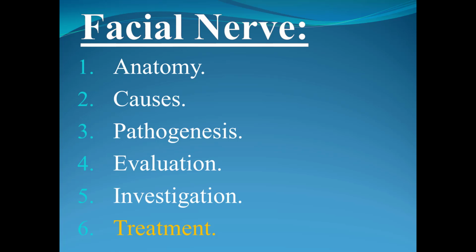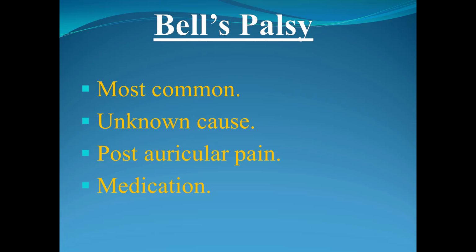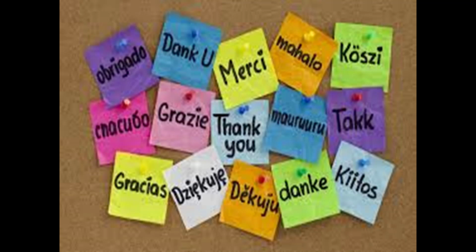The treatment of the facial nerve paralysis is conservative, causal, or surgical. Bell's palsy is idiopathic with unknown cause, which is the most common cause, and is treated by steroid and antiviral drugs. The traumatic lesion of the facial nerve is due to either iatrogenic injury or temporal bone fracture and is treated either by conservative or surgical lines of treatment.